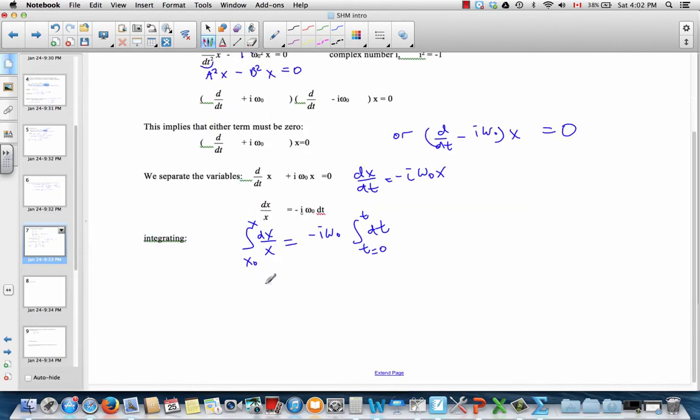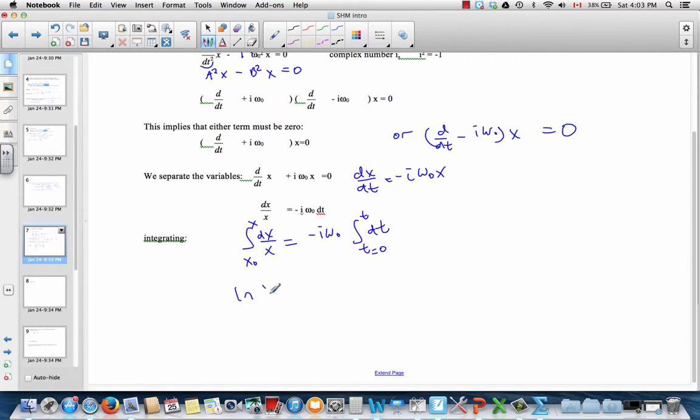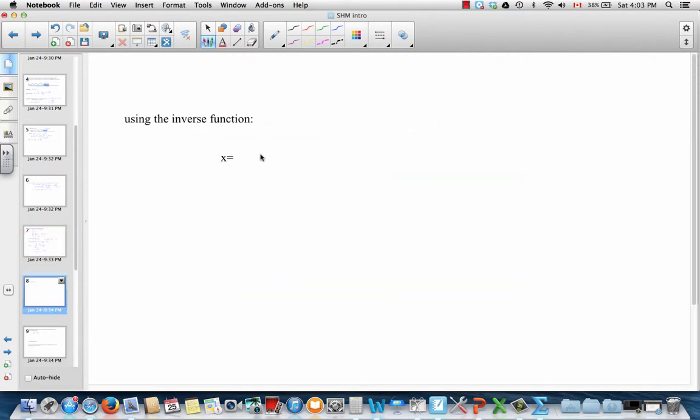Now, the integral of dx over x is just ln x. And, oh, there it is, finally. So that's going to be ln x, but then you've got to substitute in the upper and lower limits. So it'll be ln x minus ln x naught, which is the ln of x over x naught if we skip a few steps. The integral of dt is just t. You put in the upper and lower limit, and it's just minus i omega naught t. Now, we are going to raise both sides to the power of e, which will undo the log function. So that's going to be x over x naught is e to the minus i omega naught t, and then we cross multiply.